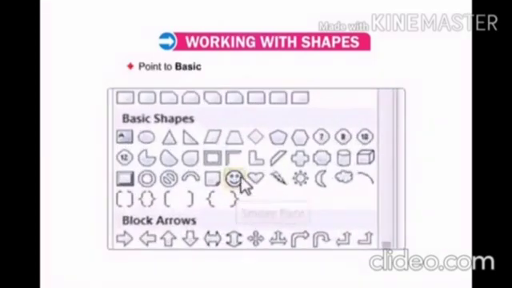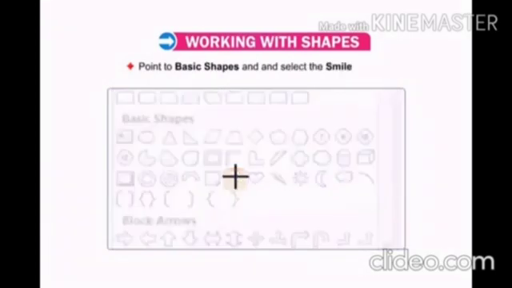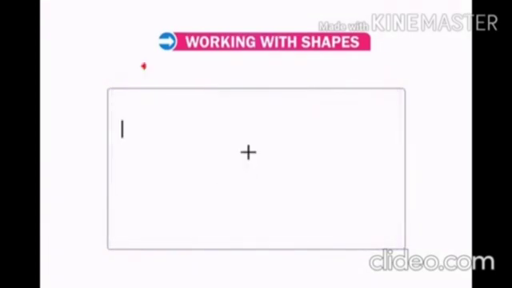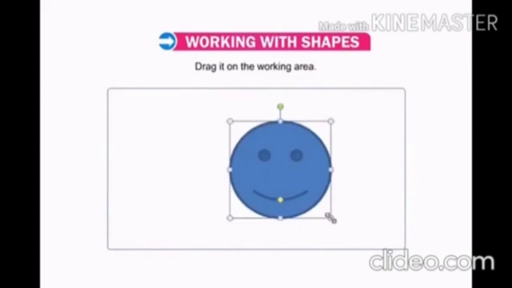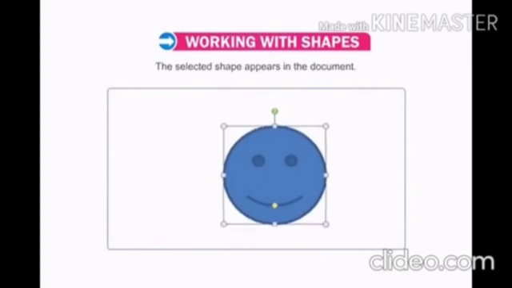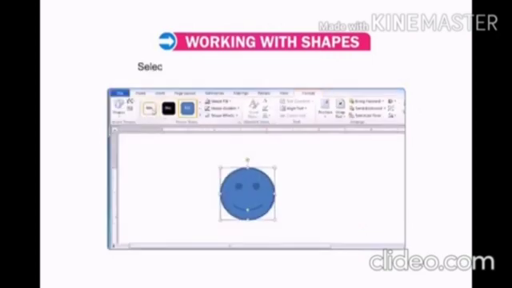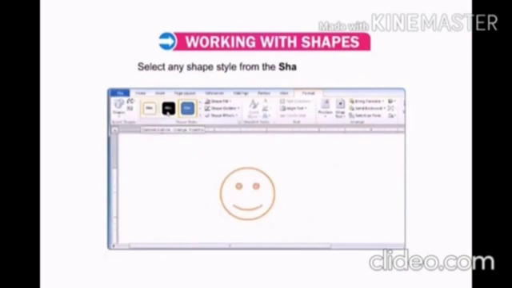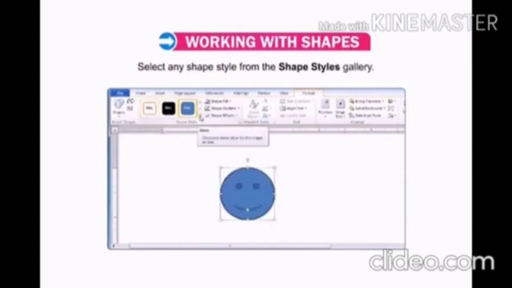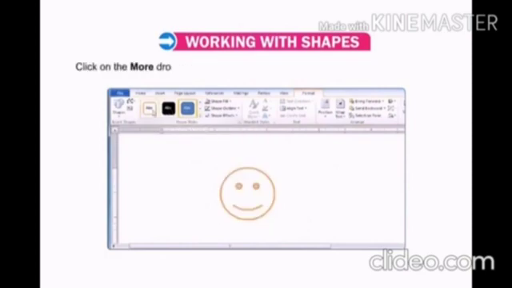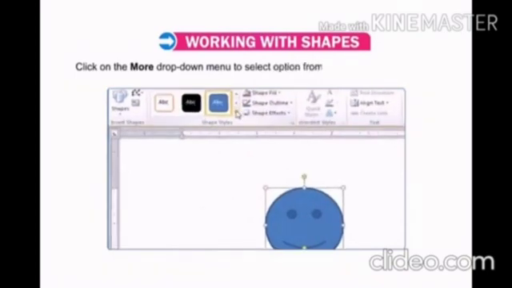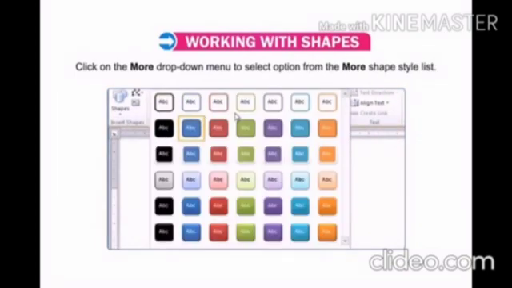Point to the basic shapes and select the smiley face. The pointer changes into crosshair symbol. Drag it on the working area. The selected shape appears in the document. The Format tab appears. Select any shape style from the Shape Styles gallery. Click on the More drop-down menu to select option from the More Shape Style list.